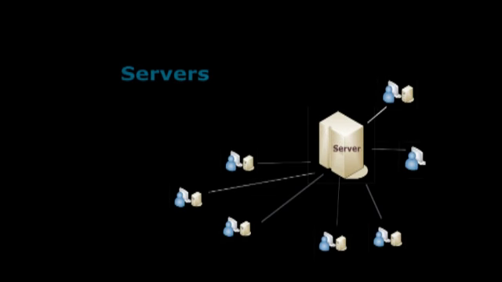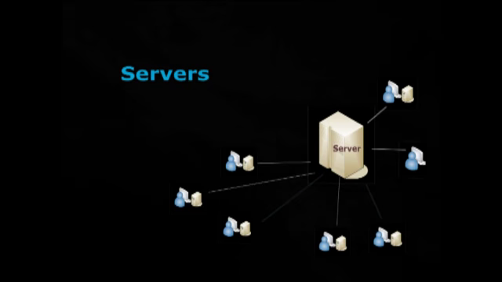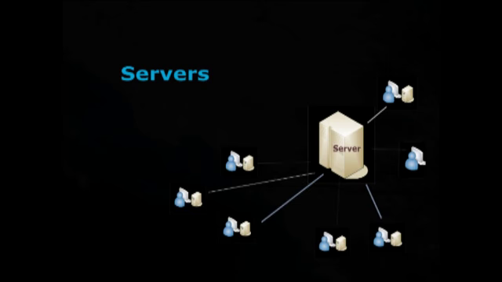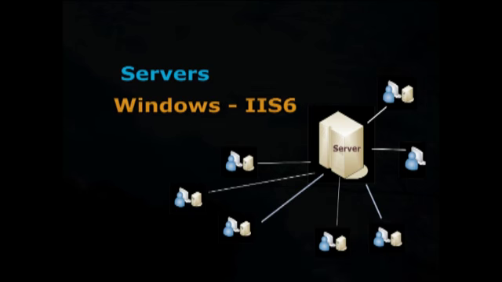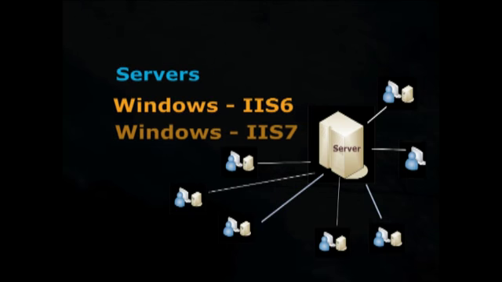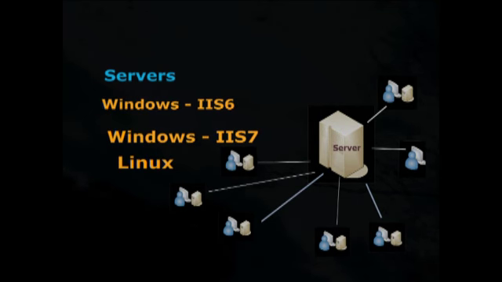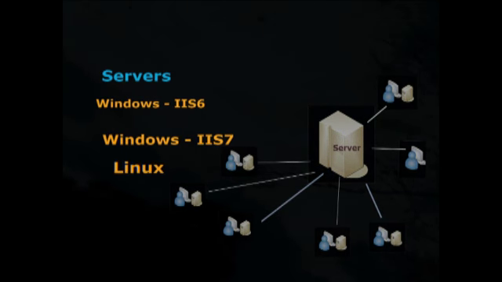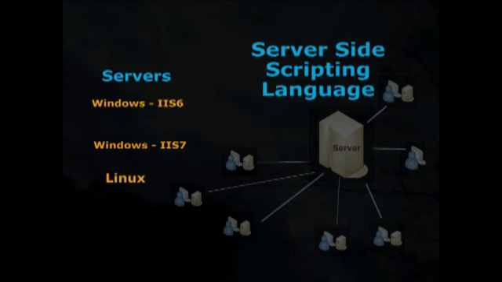Let's talk about the servers that are typically available for hosting websites. There are 2 varieties of Windows hosting, which are Microsoft Windows servers with a built-in tool called Internet Information Services, or IIS. So to distinguish between the 2, I will call these servers Windows IIS 6 and Windows IIS 7. You will also find Linux servers. Each of these server types have engines that allow us to communicate with them via scripting languages.